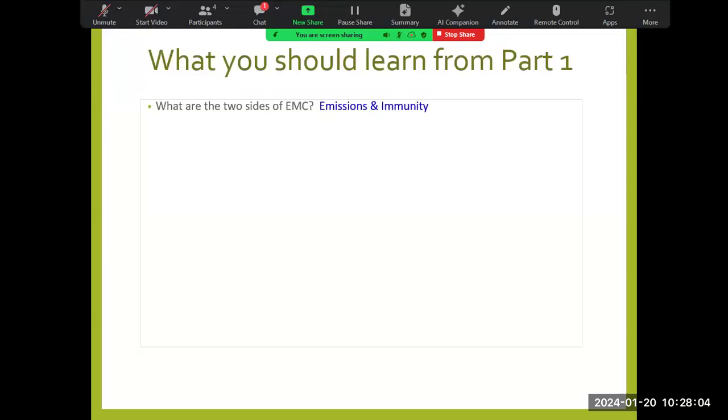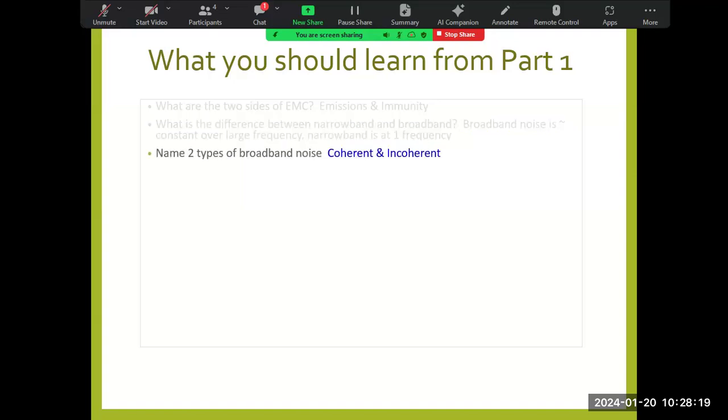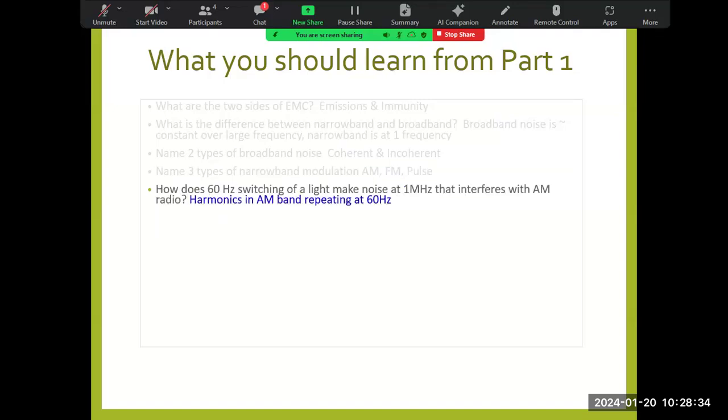So hopefully what you learned is what EMC is made of: emissions and immunity. Broadband noise is over a large frequency. Narrowband is one frequency, or one frequency and its harmonics. So you can have coherent, incoherent. There are 3 types of narrowband modulation: AM, FM, pulse.